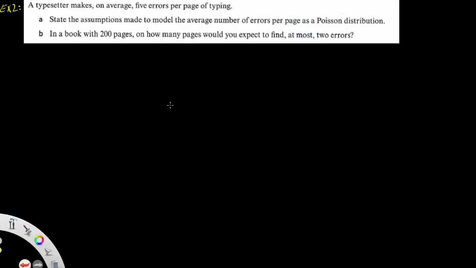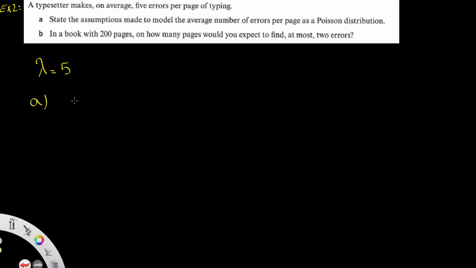Example number 2, a typesetter makes on average 5 errors per page of typing. So lambda is 5. Part A is state the assumption made to model the average number of errors per page as a Poisson distribution. So we know that in order to have Poisson distribution, we need to have these properties.